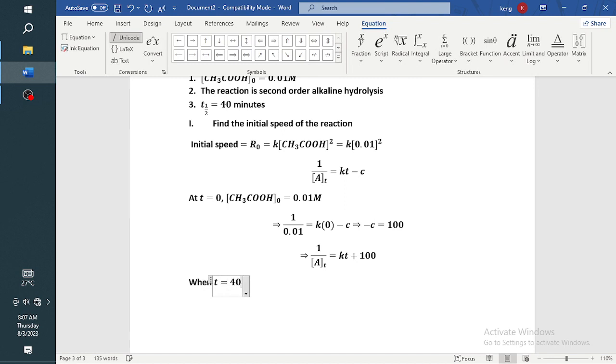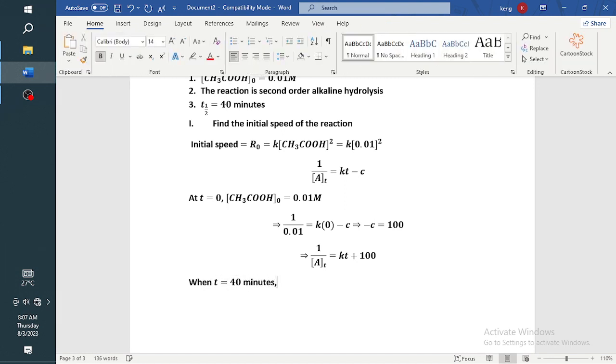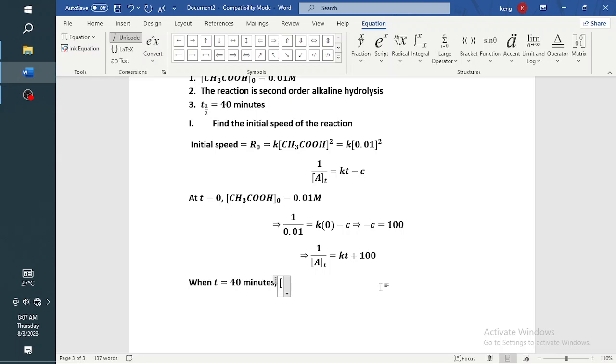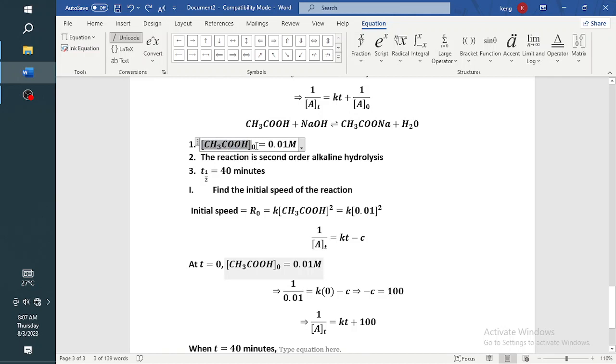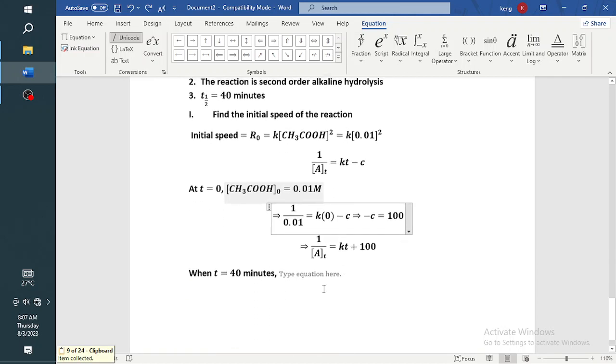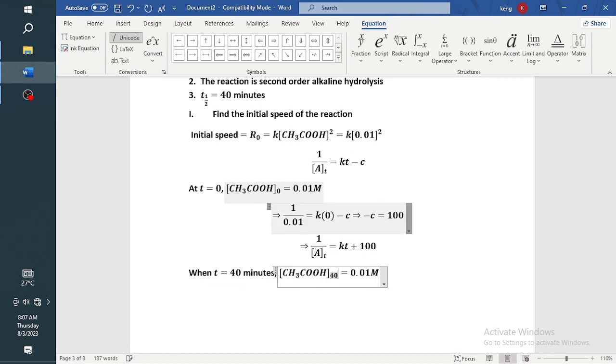When T is equal to 40 minutes, that's when the time is 40 minutes, the concentration of ethanoic acid is actually its initial concentration divided by 2, because after 40 minutes half of that was consumed. So the concentration at 40 is equal to its initial concentration divided by 2. Okay. Alright, so if I take 0.01 and I divide it by 2 molar.